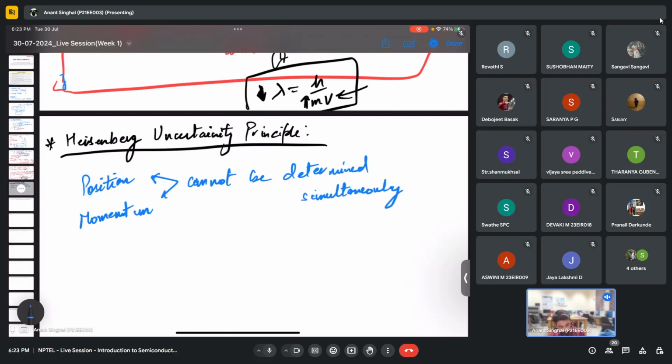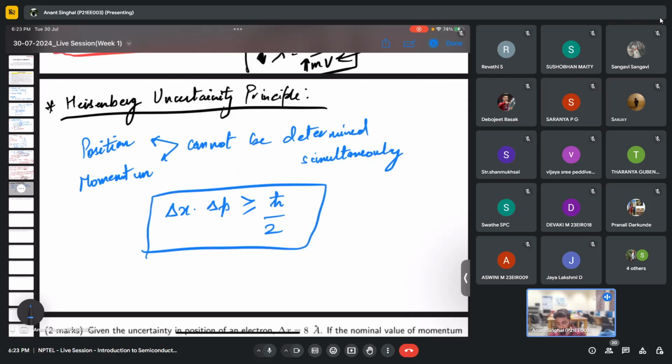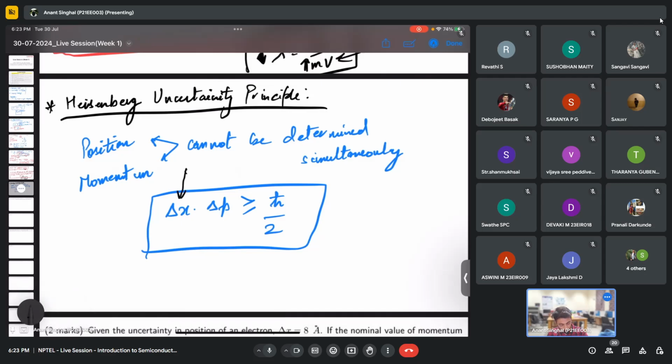And the relation we have got is that the change in position and the change in momentum is always greater than or equal to h-bar by 2. I hope you already covered all of these things in the theoretical classes, so for the theory, I'm not going very deep. What it is saying is that the uncertainty in position and in momentum cannot be measured simultaneously.